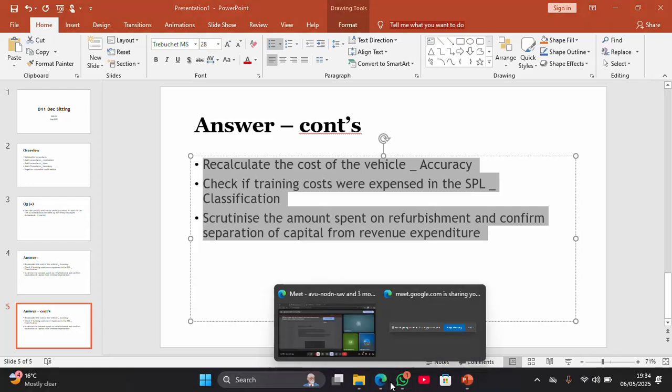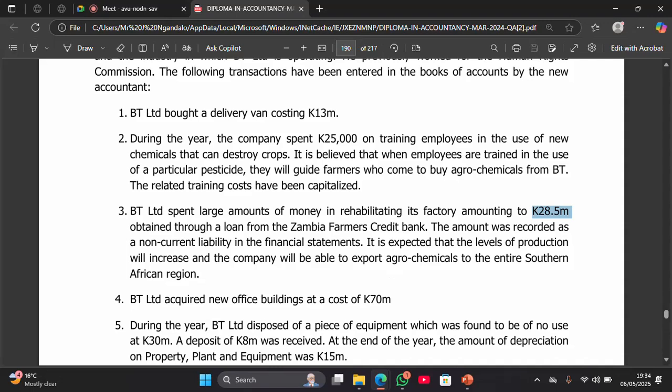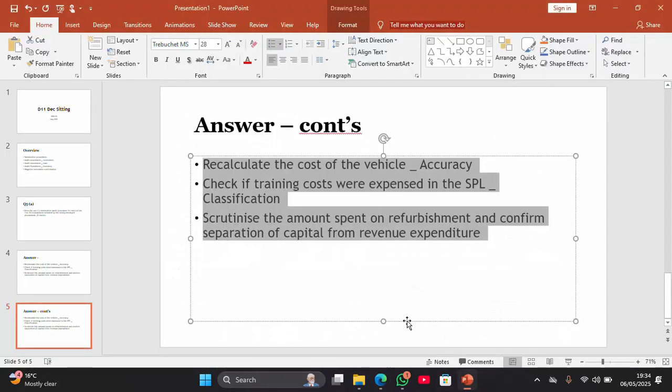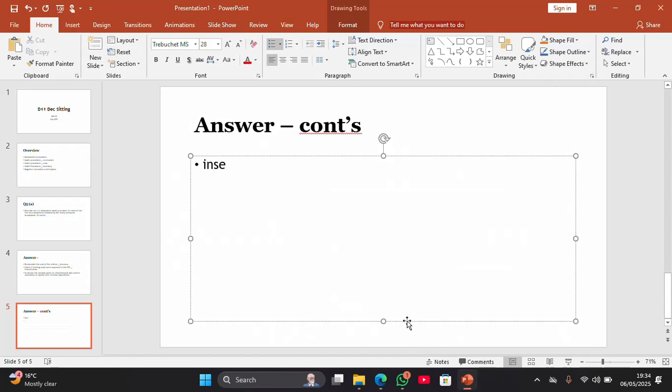Then what else can you do? So we go to the next transaction. We are told that BT Limited acquired a new office building at a cost of 70 million. What substantive procedure can you do there? In this case, you can do an inspection of the building to confirm existence. Is that correct? Inspect the building. Are we together, guys? Yes. To confirm what? Existence.